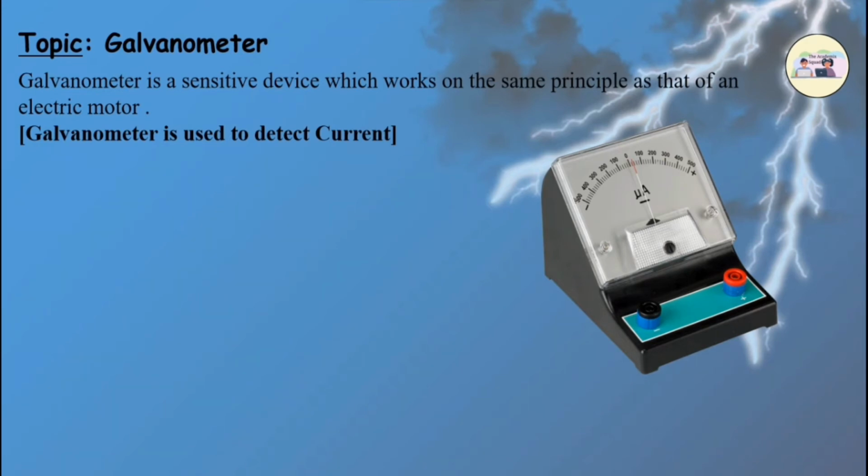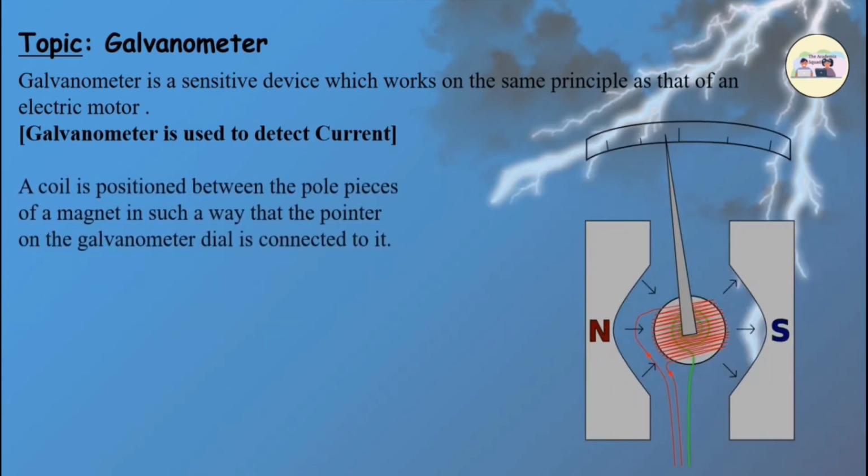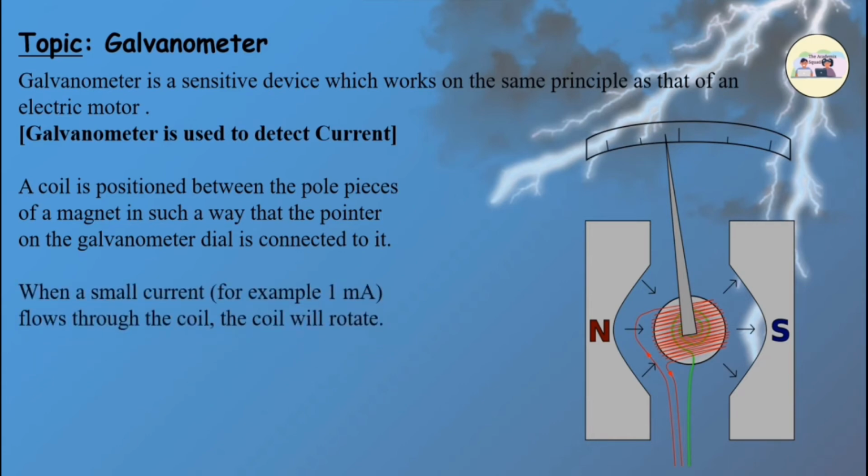We make some electrical measurements with it. A coil is positioned between the pole pieces of a magnet in such a way that the pointer on the galvanometer dial is connected to it. When a small current, for example 1 milliampere, flows through the coil, it will rotate. The rotation will be proportional to the current.